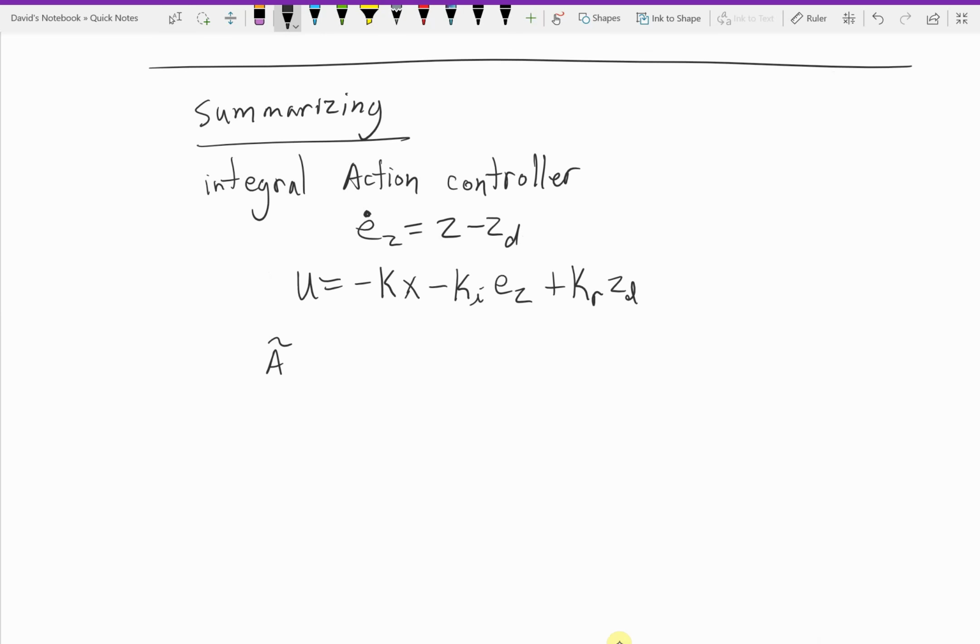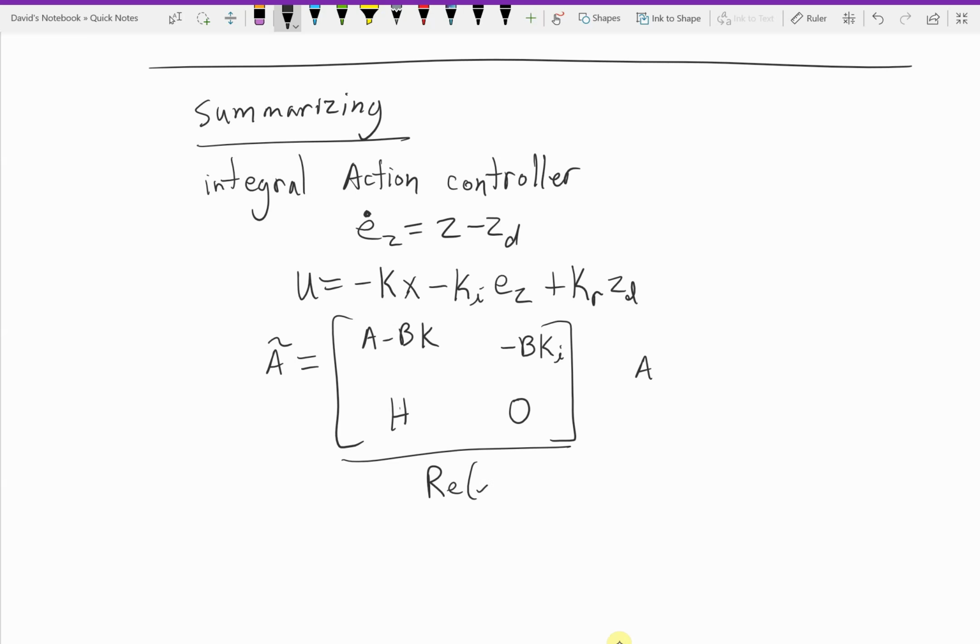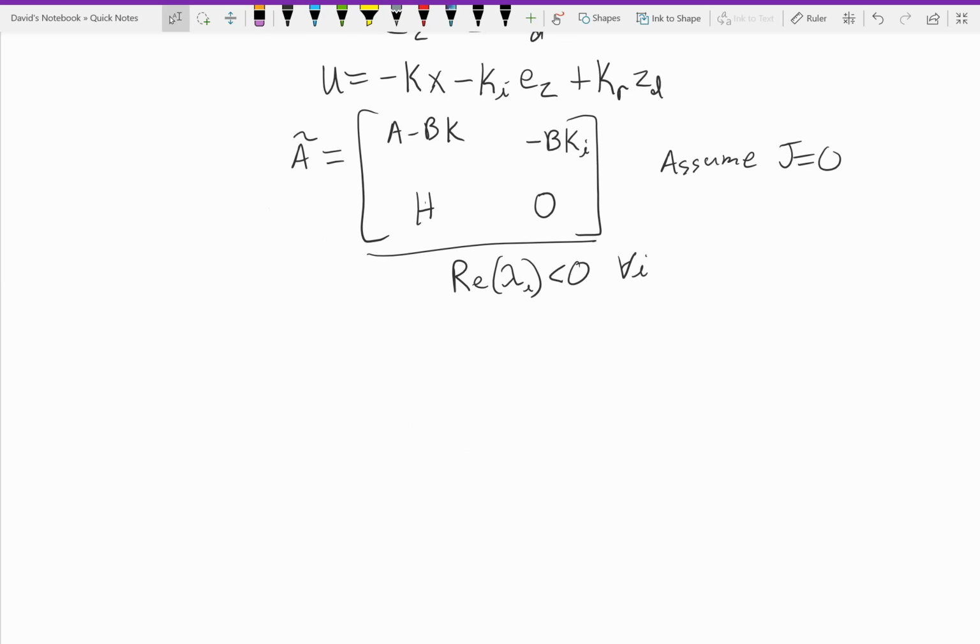If we want this system to be stable, then we want this matrix to have eigenvalues with negative real parts, and we assume here that J is equal to 0. And you can derive this new matrix for J not equal to 0 too, but this has simplified the math a little bit. And it's very common for J equal to 0.